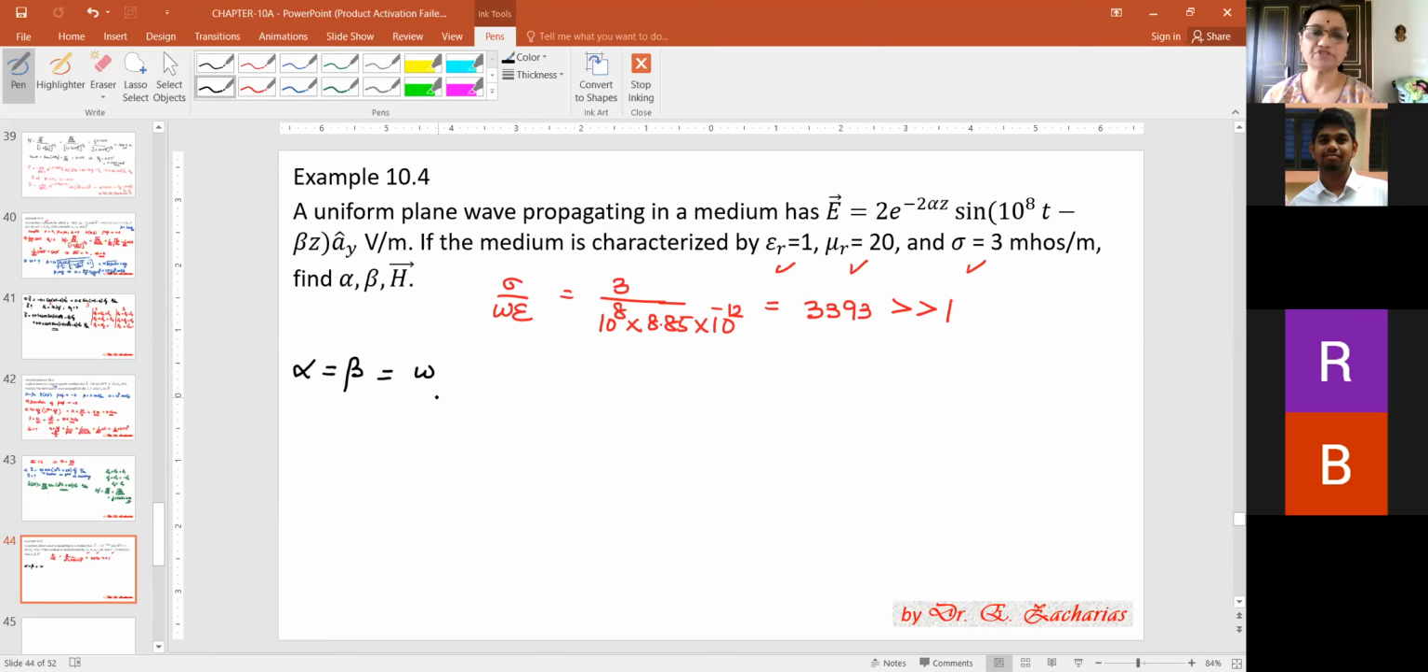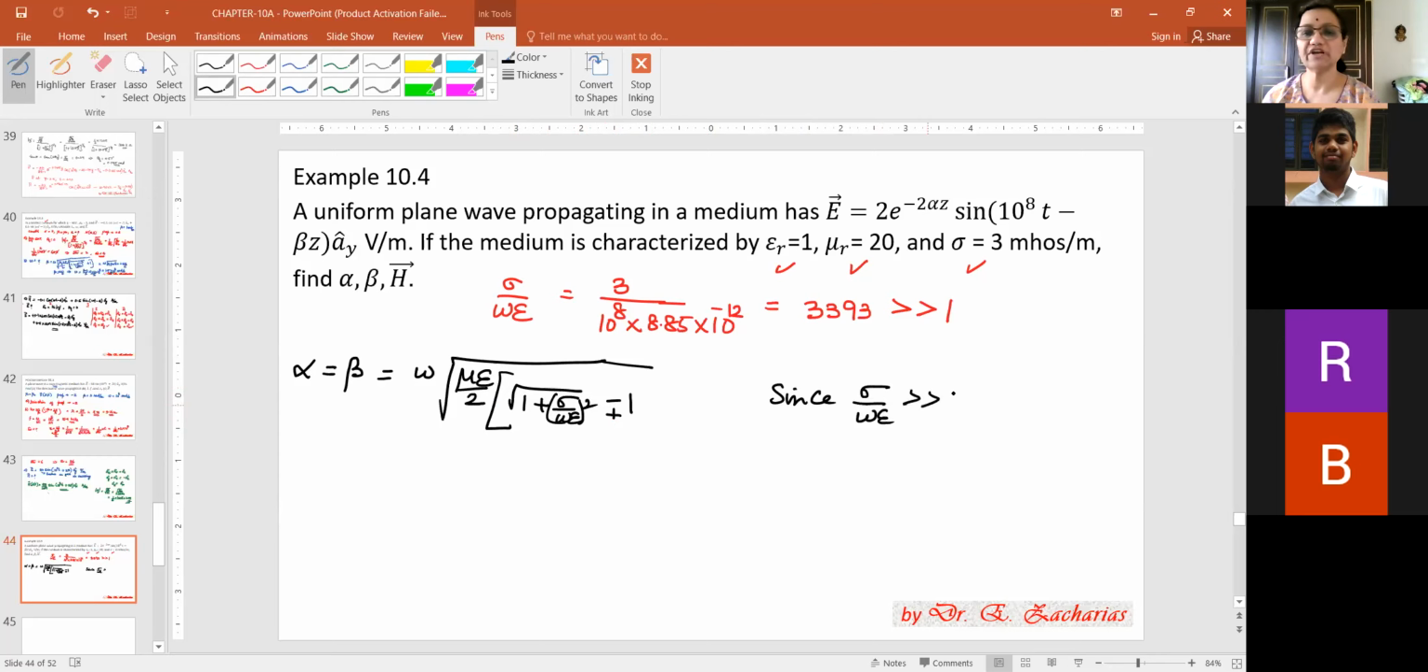Let us see what that expression is going to be. Omega, and because I don't want to remember it, I'm writing it like this. If you can remember, go ahead. Then you have under root of 1 plus sigma by omega epsilon whole square, and then plus or minus 1. If it is alpha, it is minus, otherwise it is plus. And since sigma by omega epsilon is much, much greater than 1, you can neglect 1.